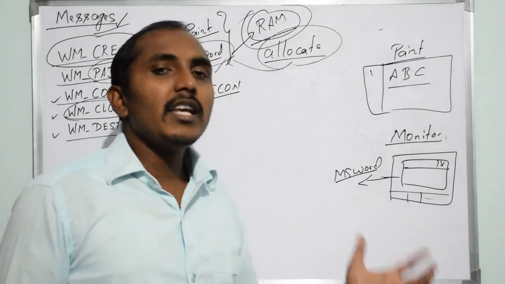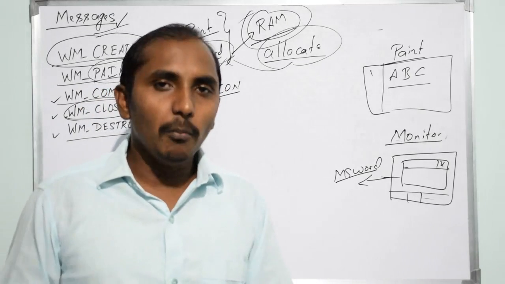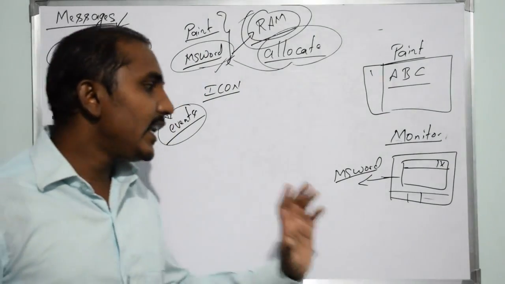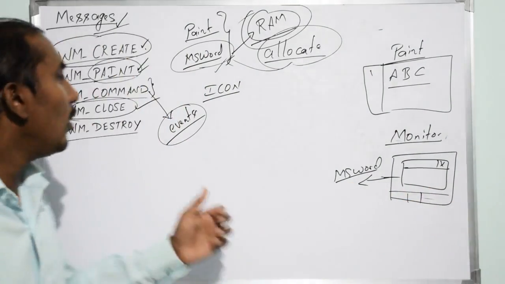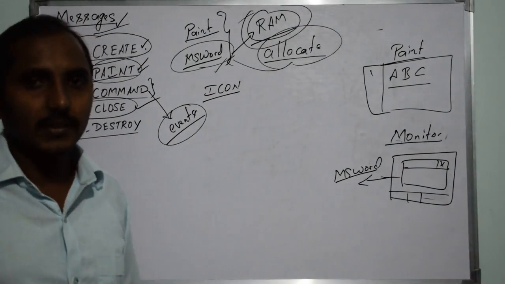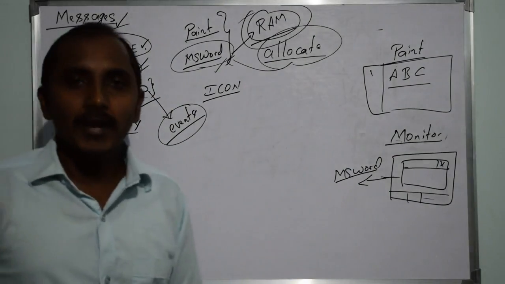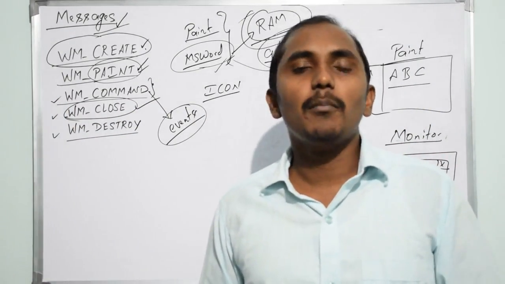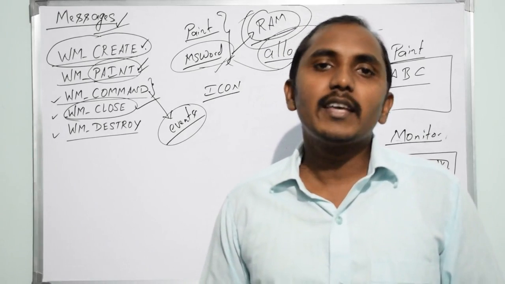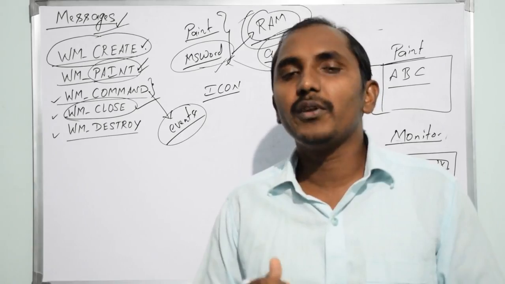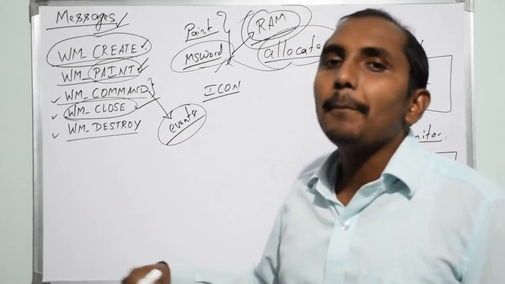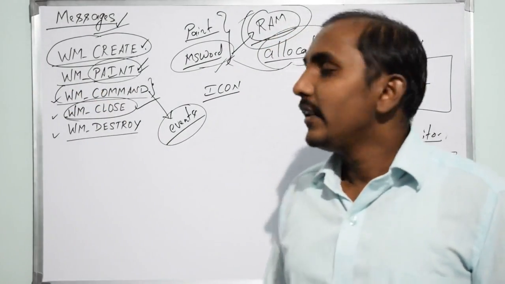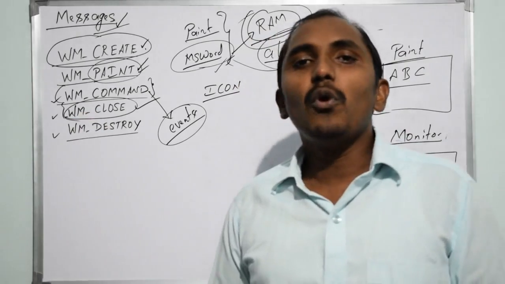Next, coming to WM command. Whatever action you perform, like mouse click, mouse drag, mouse move, key press, key release, all these different types of events on the application generate a message called WM command. Next, coming to WM close. If you want to change the information on the display device, or redraw some information without deleting it from the main memory, we call the message WM close.